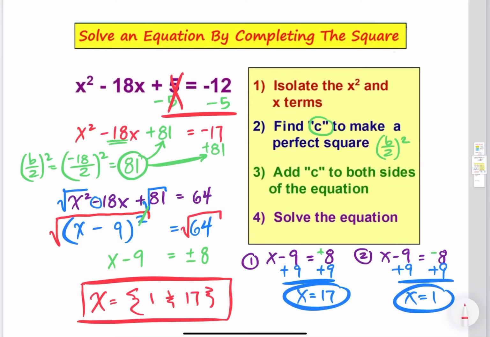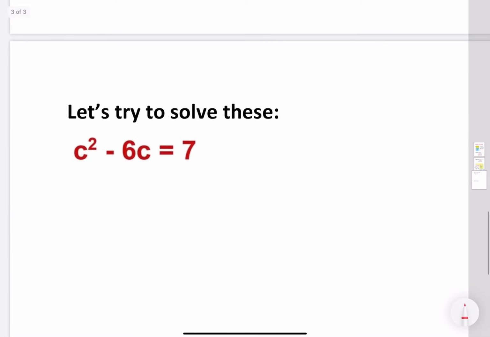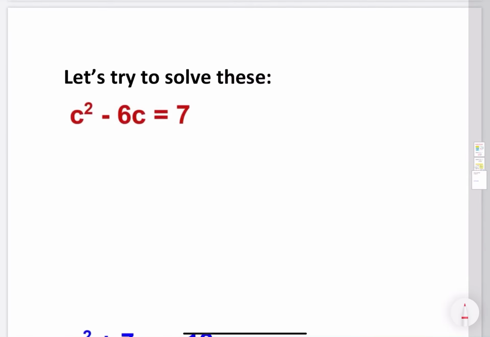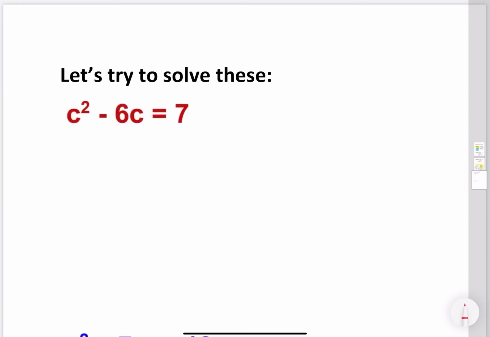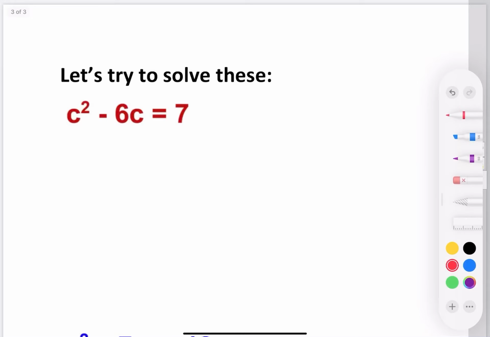Okay, so let's go ahead and try another. So we got c squared minus 6c is equal to 7. And again, we're going to do the same thing here. Now, our c values are basically like my x values. So I want to isolate my c squared and my c. And they're already isolated. They're already by itself.